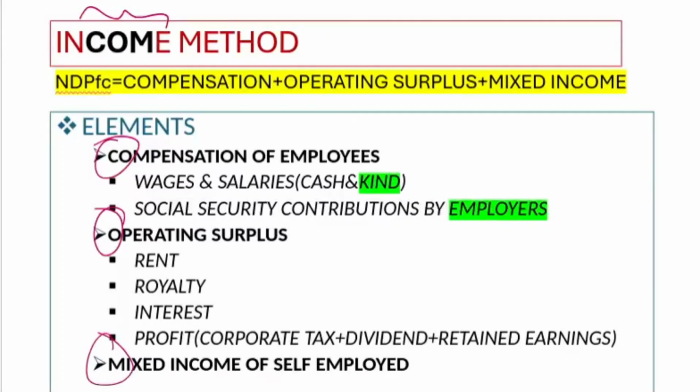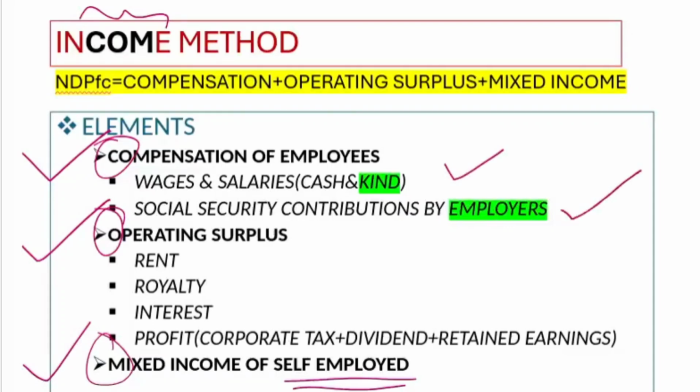Why should you learn those terms? Because sometimes they will be directly given, so things will become much easier for us in the examination. Suppose compensation is directly given, just take it as it is. You don't have to further break it down into wages and salaries and social security contributions. Why is the term employer highlighted? Because the social security contributions by the employee come from the wages and salary which are already allocated. So again, when we consider it, it will lead to double counting. And cash or kind, both are considered.